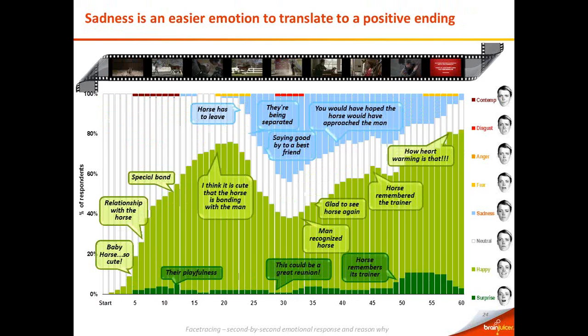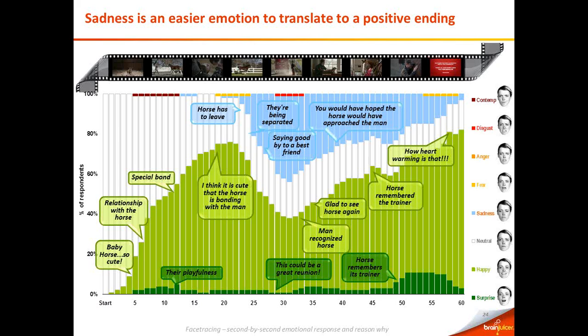So we're looking at the same data again, the emotional journey second by second through the Brotherhood ad, and you can see that there's tremendous happiness, but it's almost in peaks and troughs, mixed with a lot of sadness. So people are sad when the trainer and the horse are separated. Then they're sad when the Clydesdale doesn't recognize the trainer at the parade. But that sadness is able to dissipate very quickly and translate to a very, very positive ending.